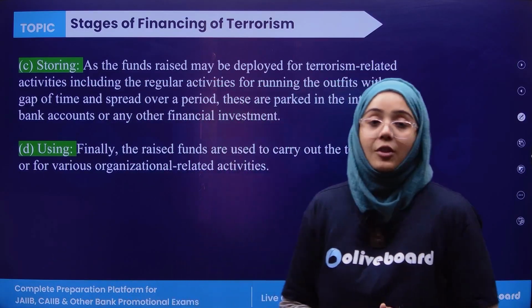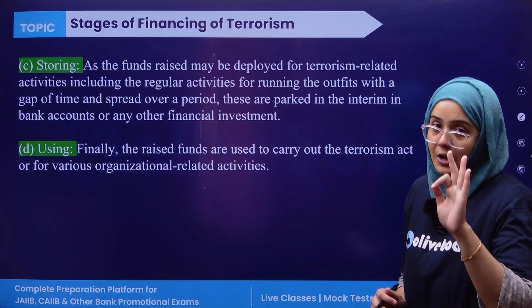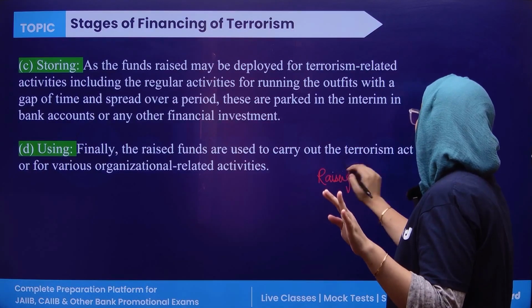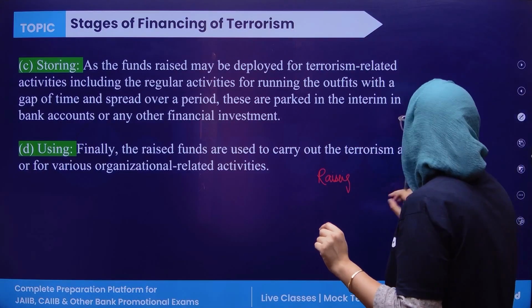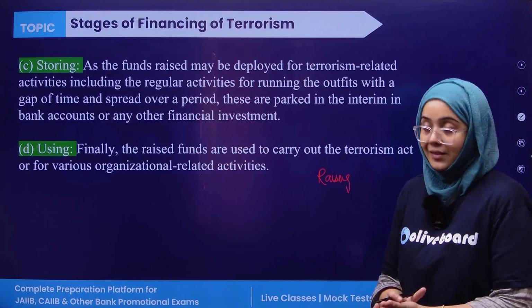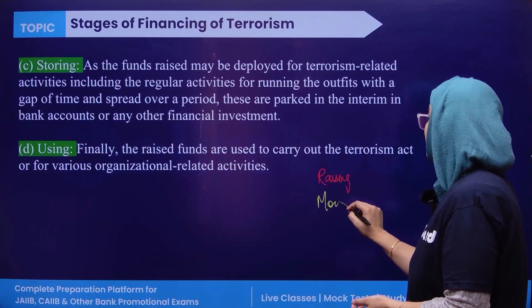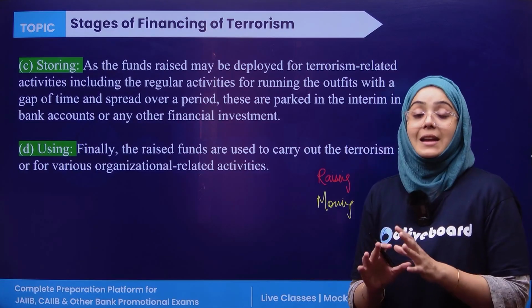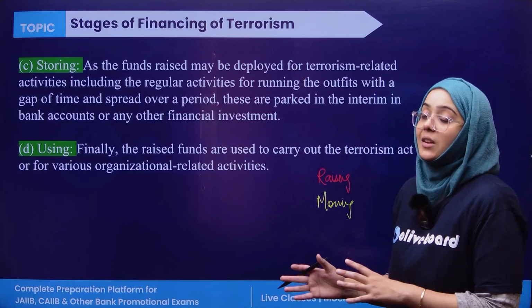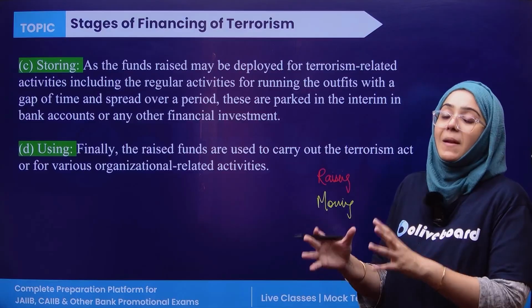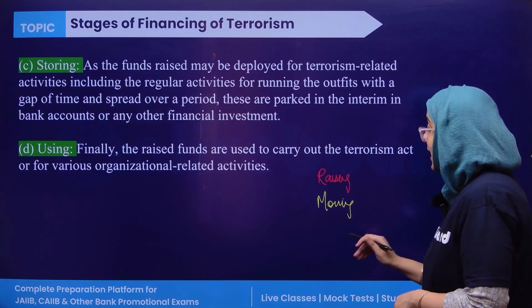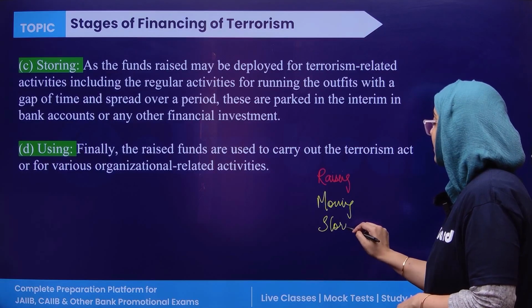So these are the stages of the financing of terrorism. I have told you four stages. First, there is raising of the money. The terrorist organization raises this money from their sympathizers. Then moving this money, because their sympathizers don't necessarily belong to the same place where the terrorist organization is. So the sympathizers have to move that fund to the place of origin or establishment of that terrorist organization. Then it is stored, because this is for a specific purpose.